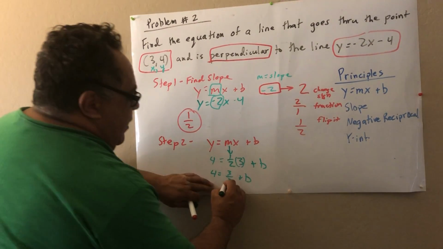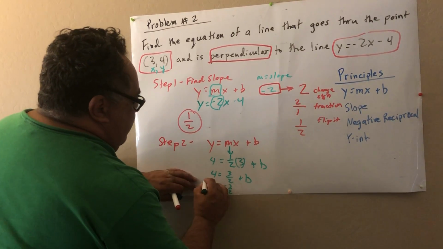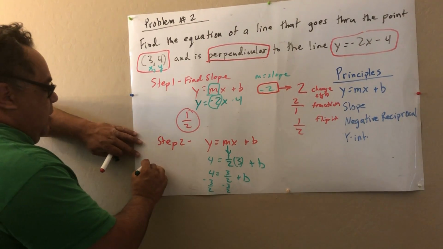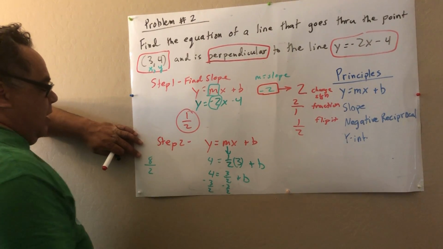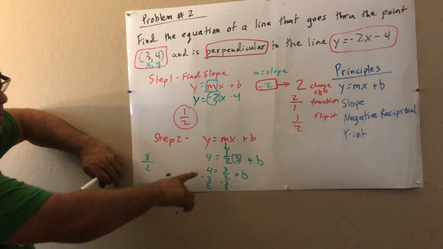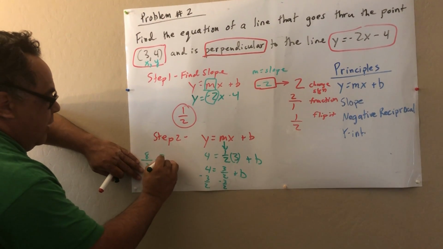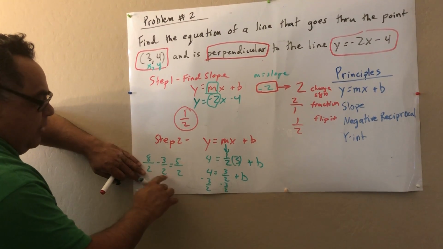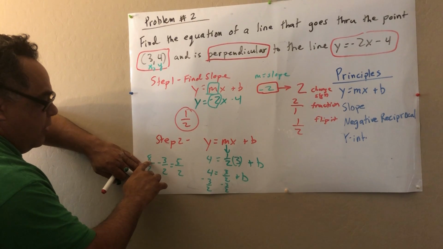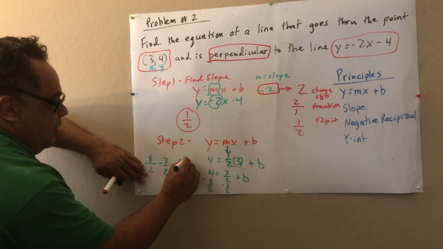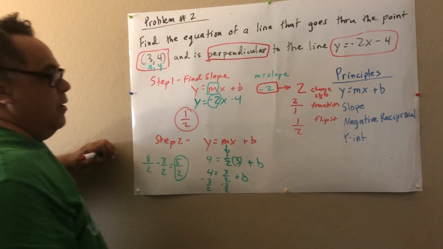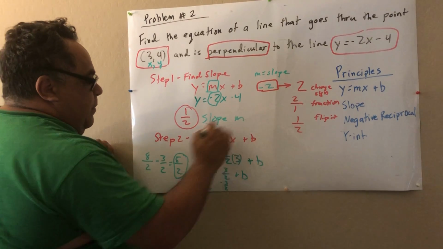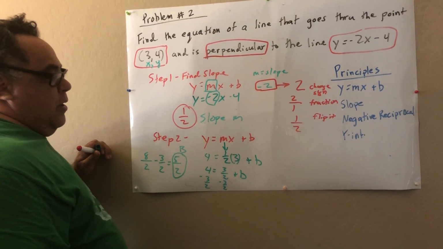To solve for b, I'm going to subtract 3/2 from both sides. To make 4 into something over 2, it has to be 8/2. 8/2 is the same as 4. If I subtract 3/2 from that, we leave the bottom the same, the 2, and do the math on top. 8 minus 3 is 5, so we have 5/2 as our b, our y-intercept. So this is my slope, or m, and this is my y-intercept, or b.